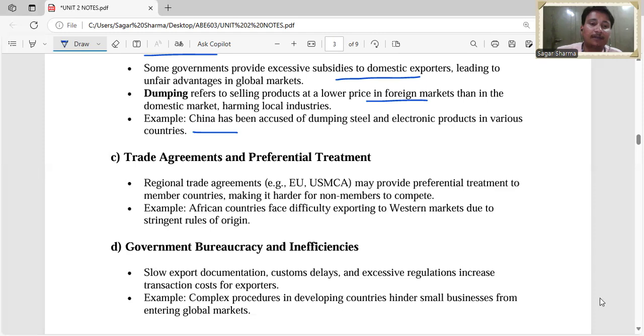Next one is trade agreements and preferential treatment. Regional trade agreements like the USMCA, US, Mexico, and Canada, may provide preferential treatment to member countries, making it harder for non-members to compete. For example, African countries face difficulty exporting to Western markets due to stringent rules of origin. This can also be a distortion in export marketing.